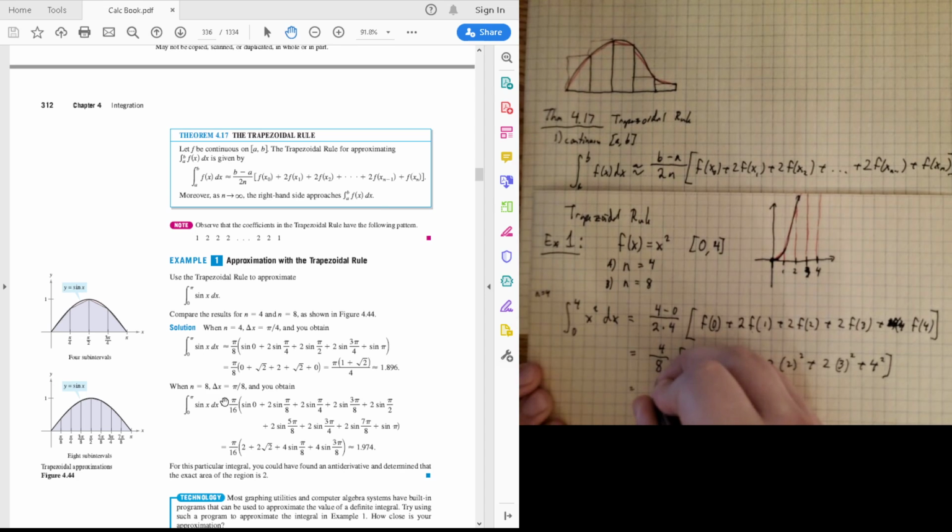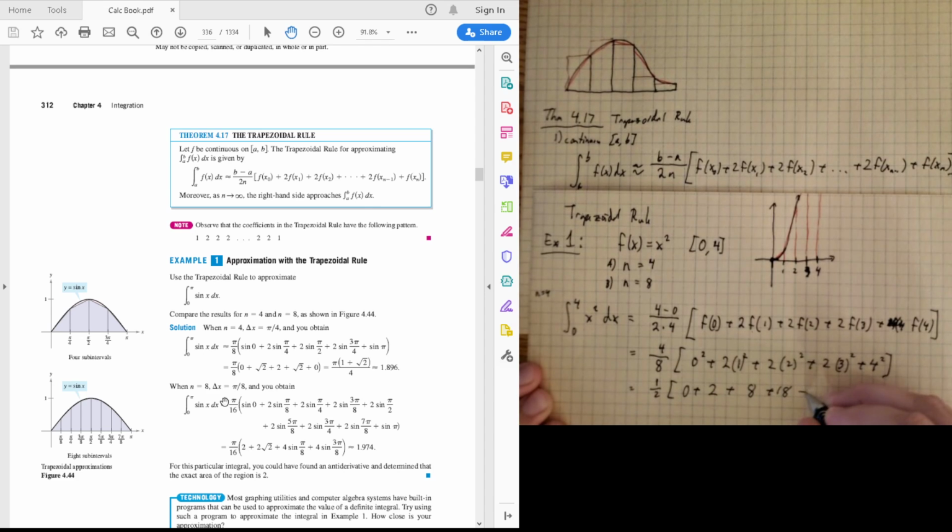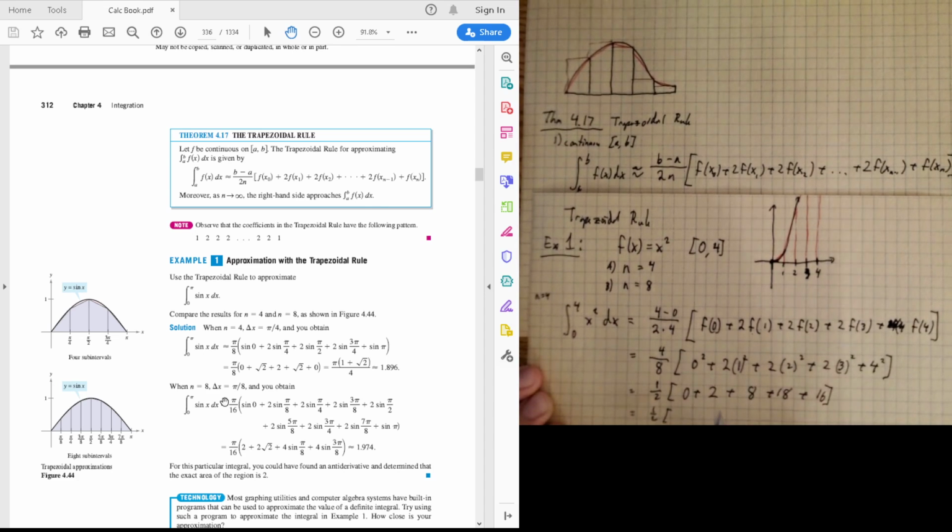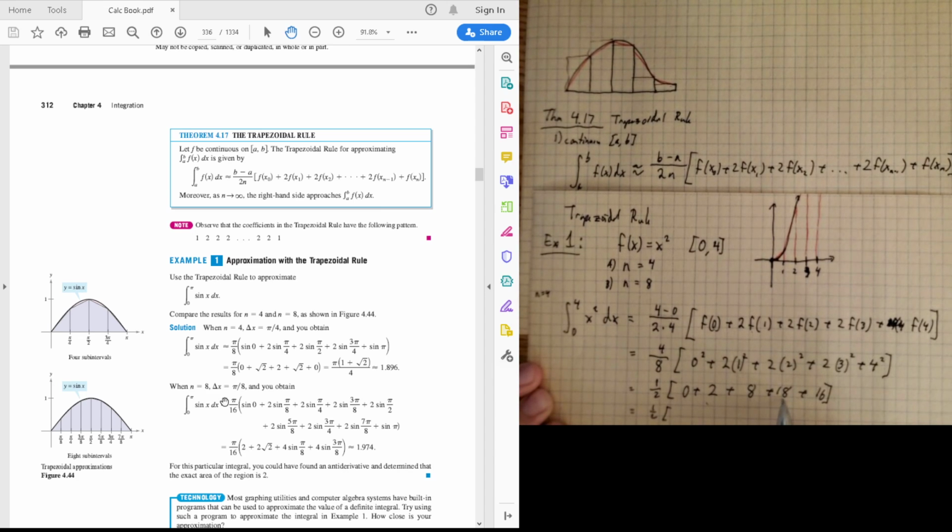Okay, equals 4 over 8 becomes 1 over 2. 0 squared is 0. 1 squared is 1 times 2 is 2. 2 squared is 4 times 2 is 8. 3 squared is 9 times 2 is 18. 4 squared is 16. Okay, 1/2. 2 and 8 is 10, plus 18, that's 28, plus 16, that'd be 44. So half of 44, which is 22.